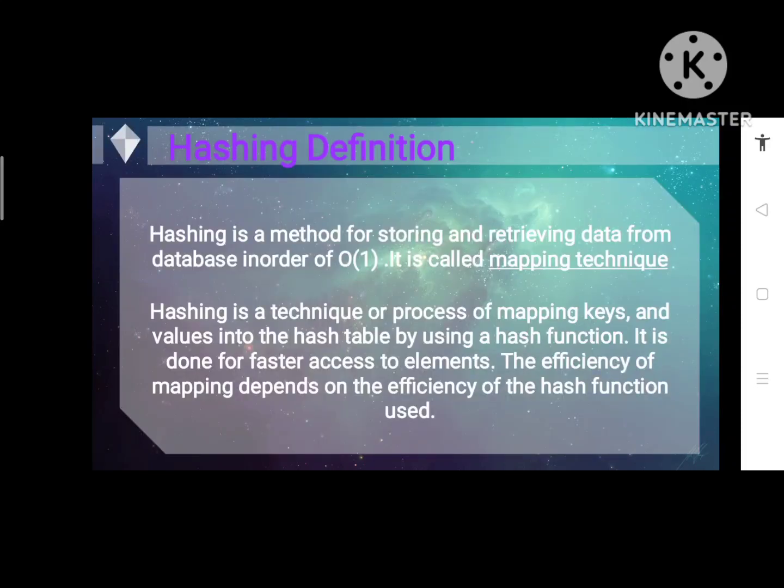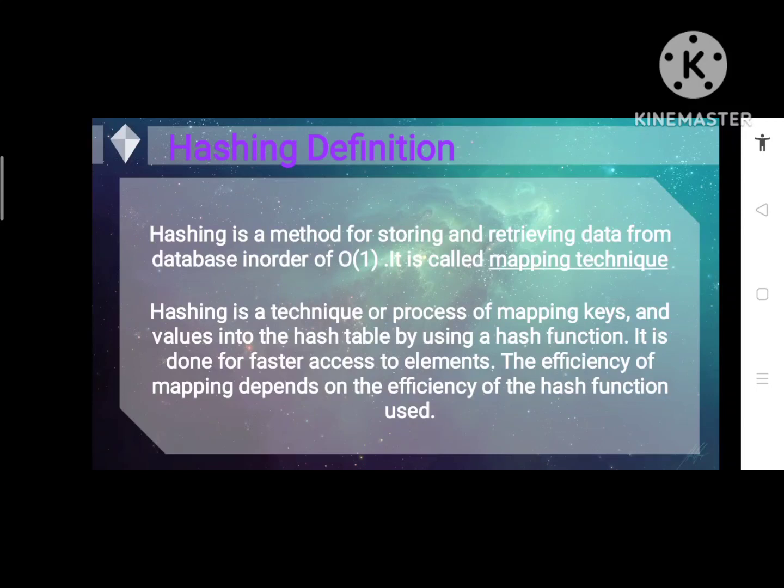As I told you, the first content is hashing definition. What's the definition of hashing? Hashing is a method for storing and retrieving data from a database in order of one time. It's written O(1), but we have to call it one time. It's called a mapping technique.